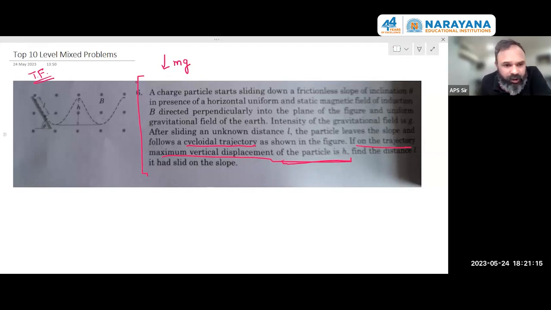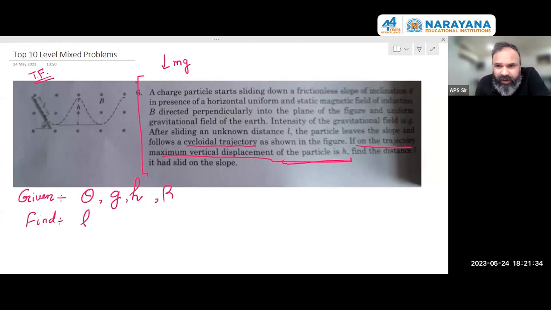So it is more important to present this problem in a proper way. Let me say, given parameters are theta, g, and h, and you have to find out the value of L. What else is given? Along with theta, they have given you B, the magnetic field. Yeah, that suffices. So theta, g, h, B. He has not given anything about the charge and mass, so those terms we need to eliminate.